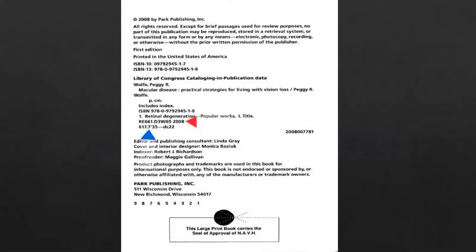Many books have cataloging and publication data on the copyright page of the book. Look for the suggested Dewey number, shown with the blue arrow. This example shows 617.735 as the suggested number. The DC22 after that number means that was from the 22nd edition of the Dewey classification books. We're currently on version 23, so the lower the number you see, the older the Dewey classification set was at the time the number was found.